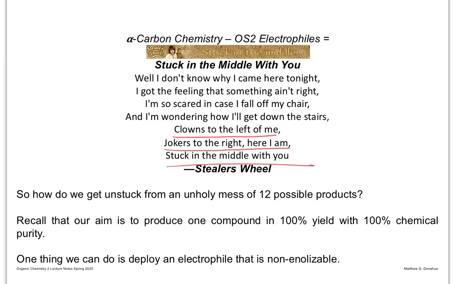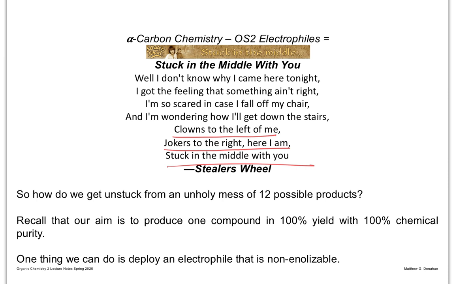So the goal of any reaction is to produce one thing in 100% yield. You don't want to be producing enantiomers in a 1-to-1 yield. You don't want to be producing diastereomers in some other yield, because then it's a mixture of things you have to separate. And that takes time and money and effort. And it's better to design a reaction that produces one thing than spending your time separating those things.